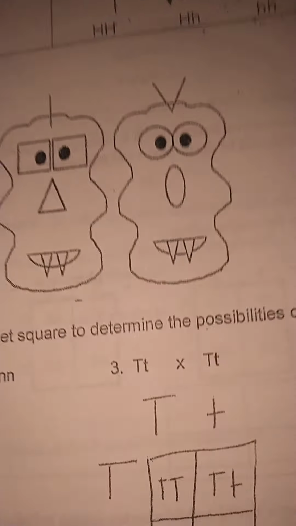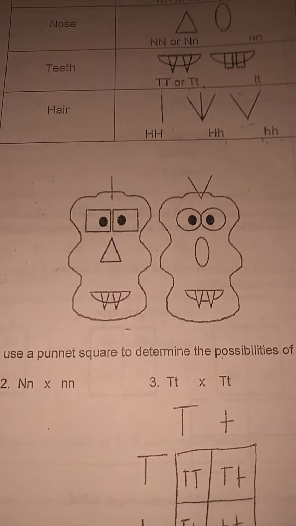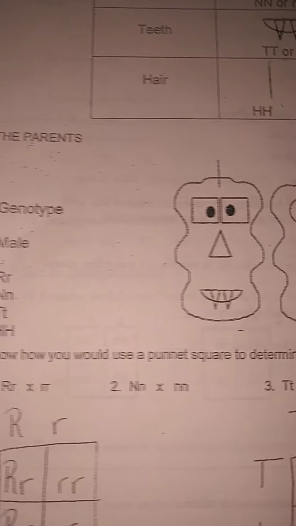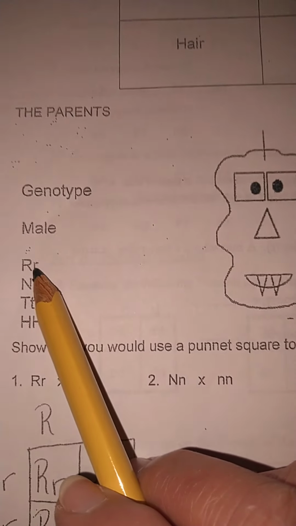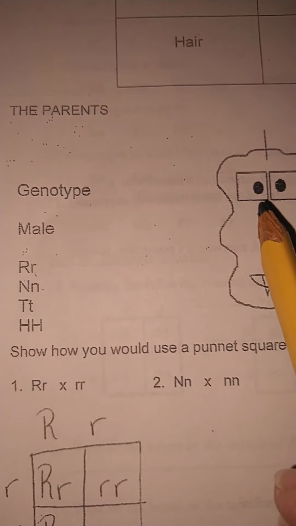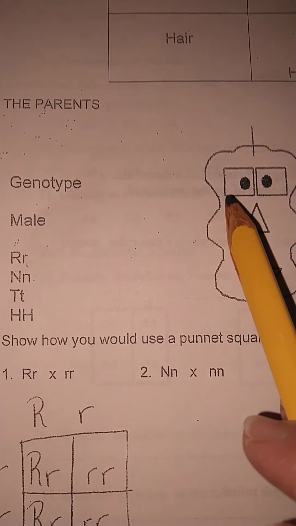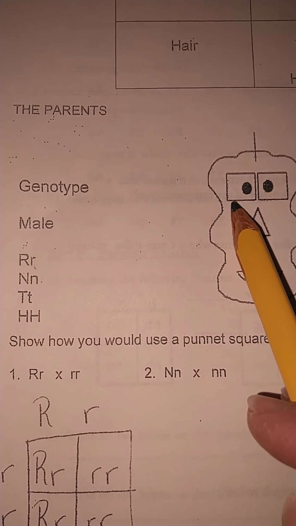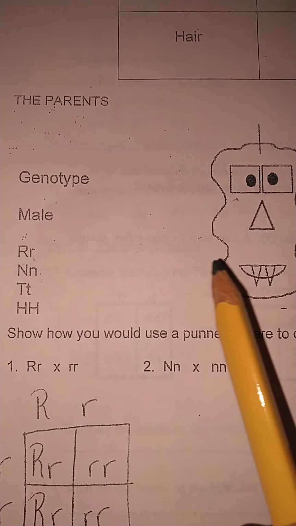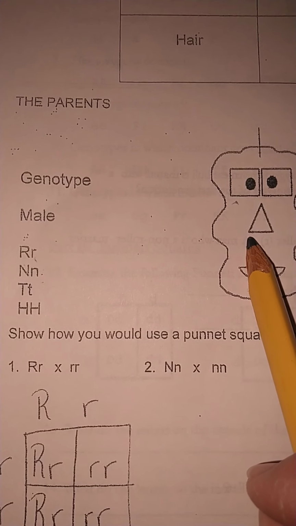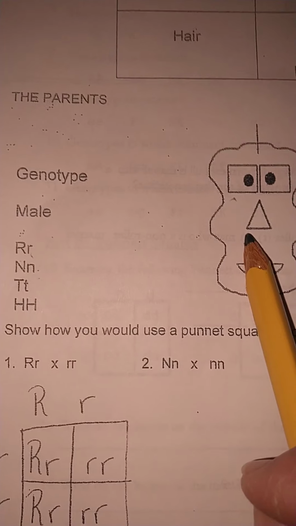Okay, these are the parents that we're looking at in the first set of questions. Okay, and it says that the male genotypes are, male's got for the eyes, big R, little r. It's got that dominant big R, so it's going to have the dominant phenotype of square eyes. Big N, little n for the nose. Got that dominant allele, so it's going to have the dominant phenotype of the triangle nose.